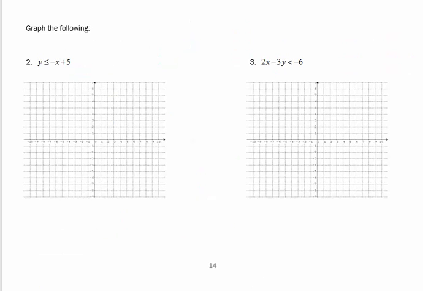So now let's graph the following inequalities. Number 2, y is less than or equal to negative x plus 5. First, we're going to pretend we have an equal sign, because then it might be a little bit easier for me to graph the inequality. So this is in the form of y equals mx plus b, which means I'm going to begin at 5 and use my slope to get to the next point.